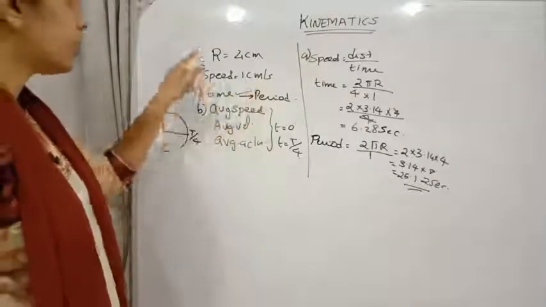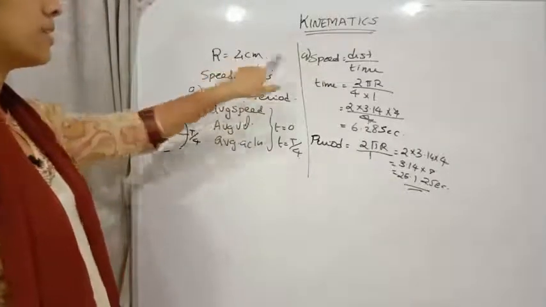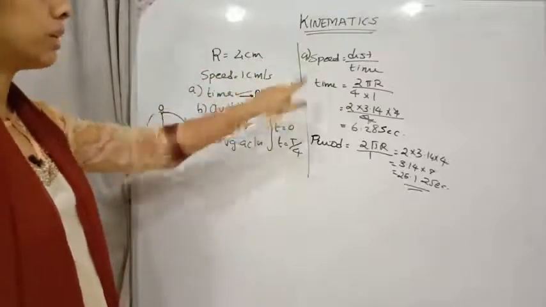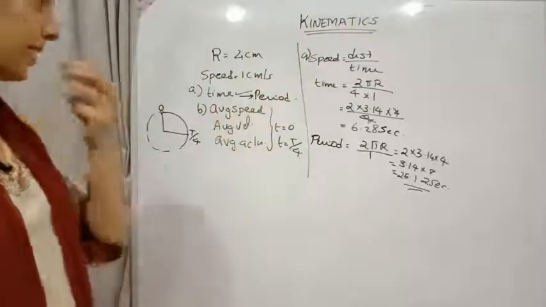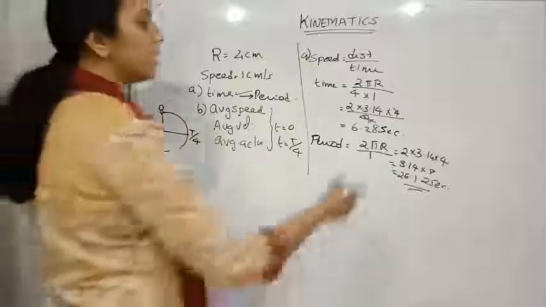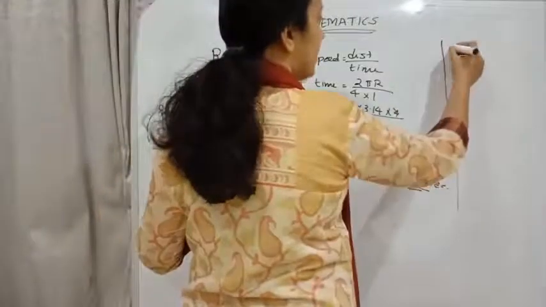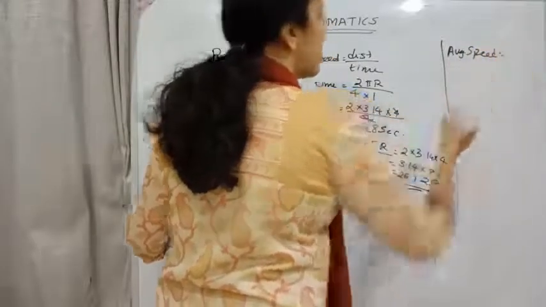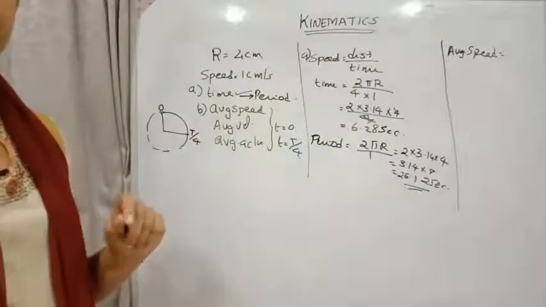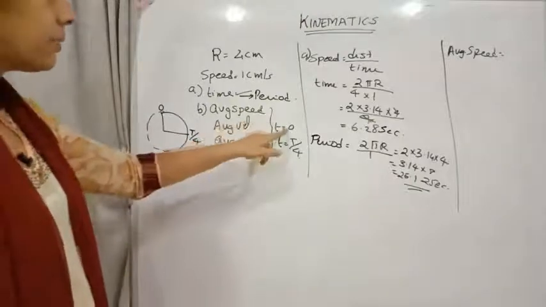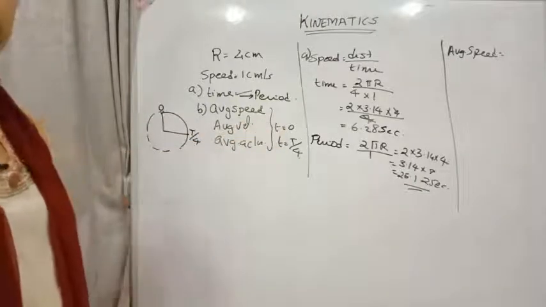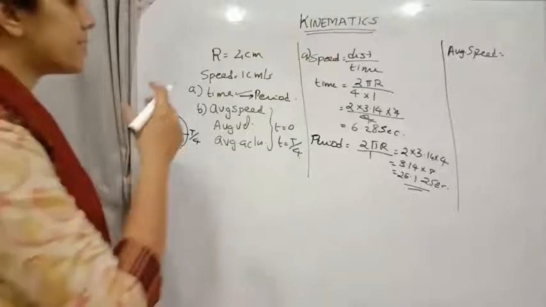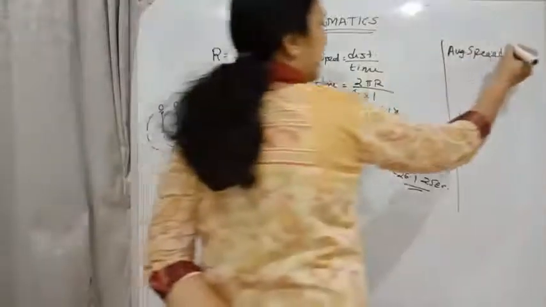So the time required for moving from 0 to T by 4 you can calculate in such a way. Next is average speed. How can we find out the average speed? Here we know that average speed equals total distance traveled divided by total time. In time interval 0 to T by 4 only it is asked.